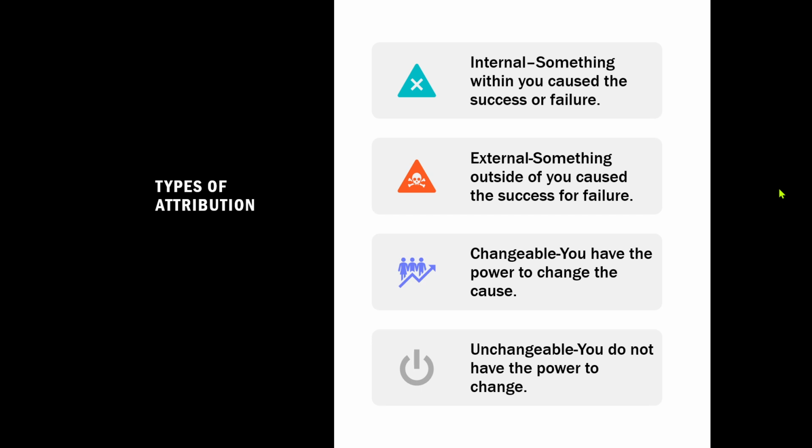Changeable. You have the power to change the cause. This could be applying more effort, maybe investing more time. Unchangeable. You do not have the power to change. This could be due to bad weather. This could be unforeseen events, things that you absolutely have no control over.